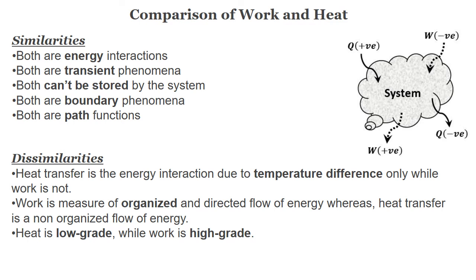Both heat and work cross the boundary when a system undergoes a change of state. And it is always wrong to say total heat or heat content of a closed system, because both heat and work can't be stored by the system. And we all know both heat and work, which are energies, occur at the boundary. So both are boundary phenomena. And as discussed in the previous sections, both are path functions. These are some of the basic similarities between work and heat.